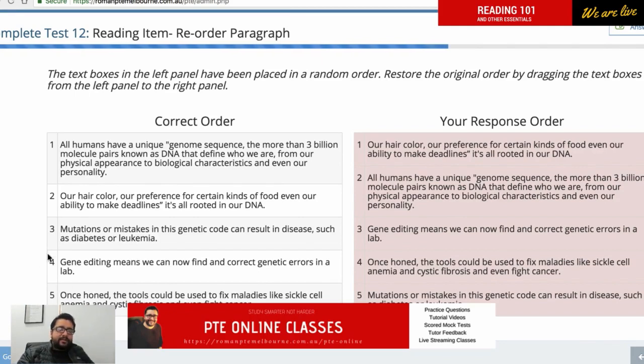Another way of looking at 4 and 5 to find out why 4 should come before 5 is 4 only says that we can fix the problem, that means we can get rid of the disease, but 5 says which kind of disease. You can see here like sickle cell anemia and cystic fibrosis, and even fight cancer. So these are the examples, the specific examples of diseases mentioned in sentence 4. So this is the reason why we have put everything in this order.